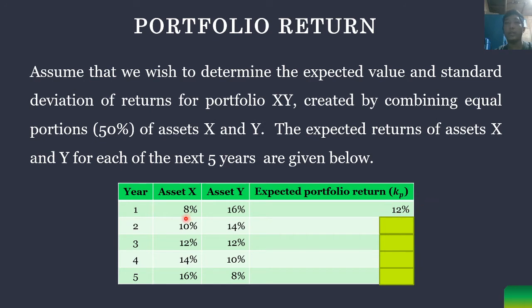Paano na-obtain to? 8% times 50% yung X, 16% times 50% din yung Y, so 12. Okay, and then dito naman, 10% times 50% plus 14% times 50%, 12% din. 12% times 50% plus 12% times 50%, 12%. Okay, 14% times 50% plus 10% times 50%, 12%. And also for this one, year 5, 16 times 50% plus 8 times 50%, 12% also. Okay, so pag tinotal, so actually ito kasi every year na to eh, di ba?